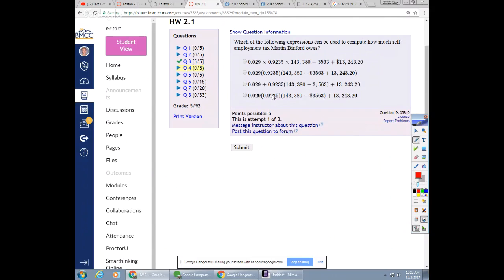Then multiply by this percent. Then we multiplied by that percent. And then we added on the 13,000. I think that works right there. Okay, so I'm just going to double check this by typing that into a calculator and seeing if it works.